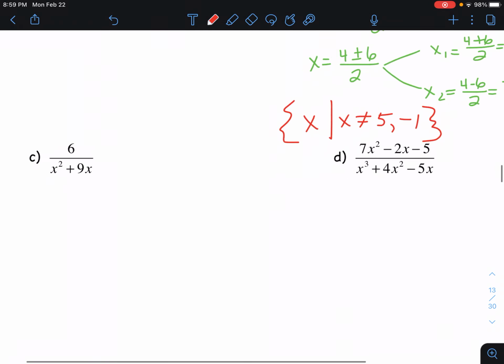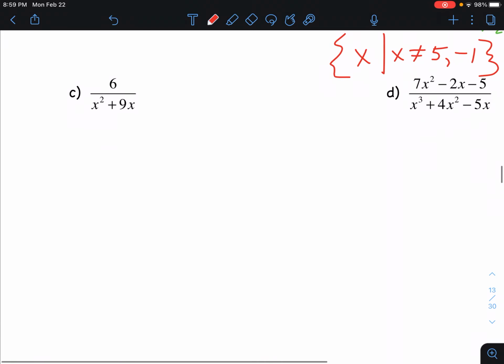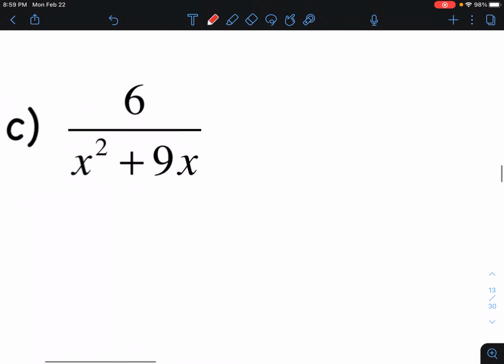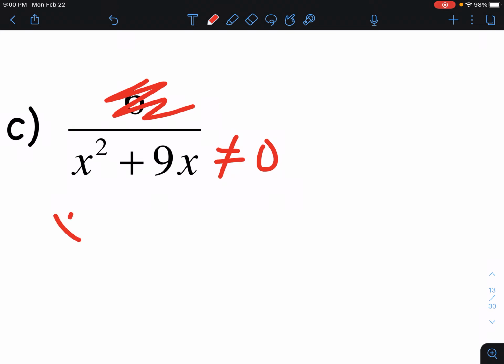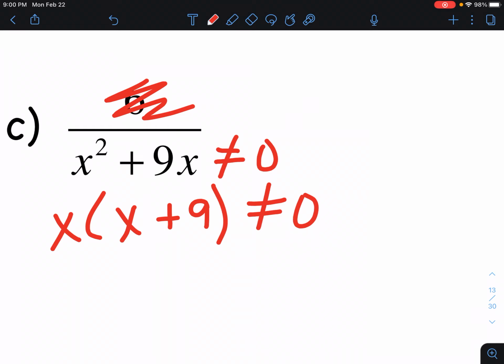I'm not forcing you guys to do that, though. Okay, let's do another one, letter C. Let's find out the domain. So we have a quadratic here, so let's say denominator not equal to 0. Now, this guy's actually easier. I'm going to save you some time here. I am going to factor here, and this would actually be a lot faster than the quadratic formula. The reason I'm factoring is if you look in the denominator, it's a simple GCF of x. So if we pull out an x, we have x plus 9. That's a really easy way of factoring.